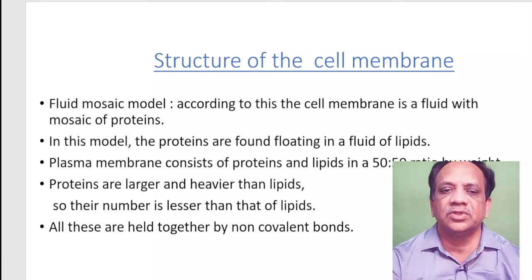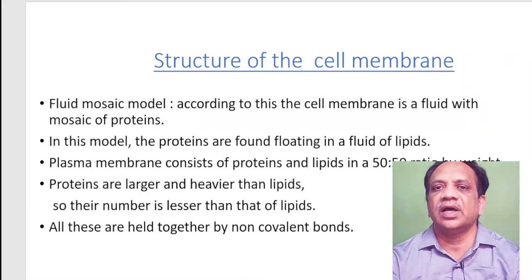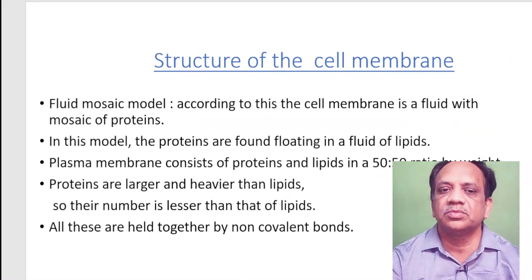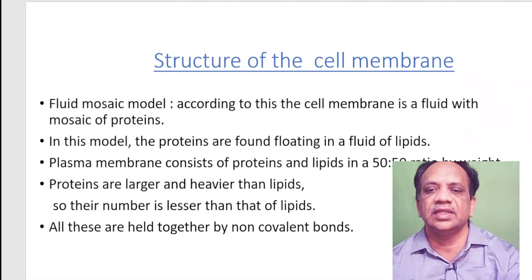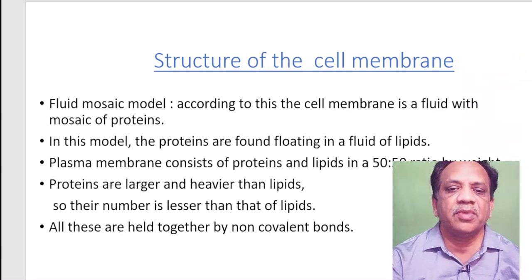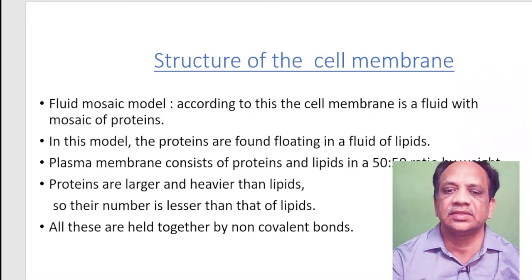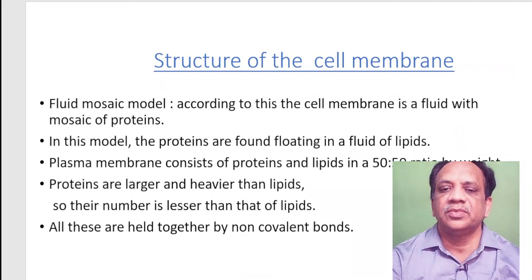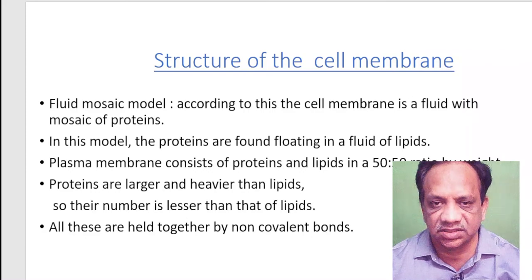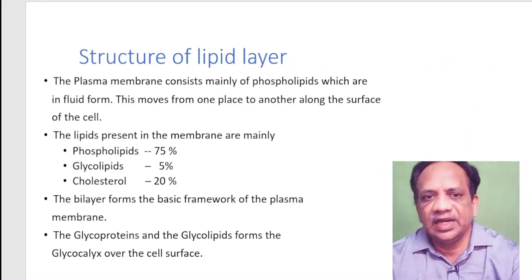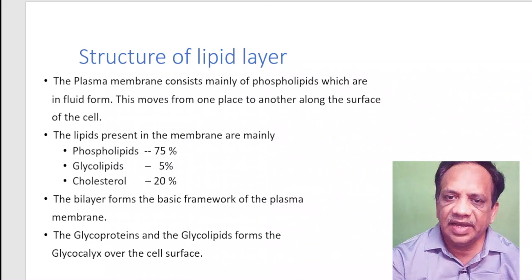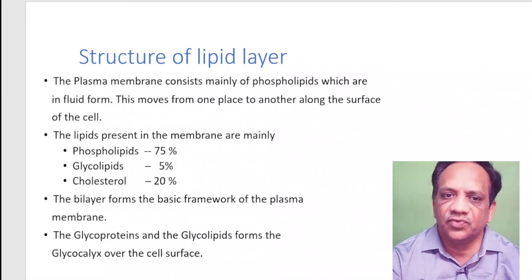You can see the fluid mosaic model. According to this, the cell membrane is a fluid which has a mosaic of proteins. In this model, the proteins are found floating in a fluid of lipids. The plasma membrane consists of proteins and lipids in a 50-50 ratio by weight. Proteins are larger in size and heavier than the lipids, so their number is less, and all these are held together by non-covalent bonds. If we see the structure of the lipid layer, the plasma membrane consists mainly of phospholipids, which are in fluid form.